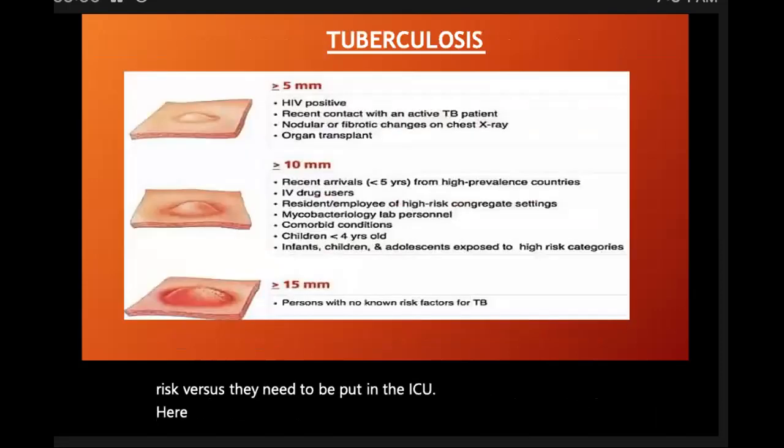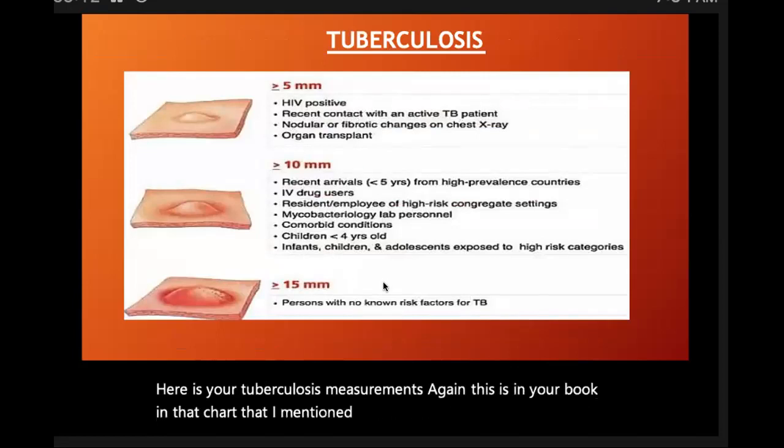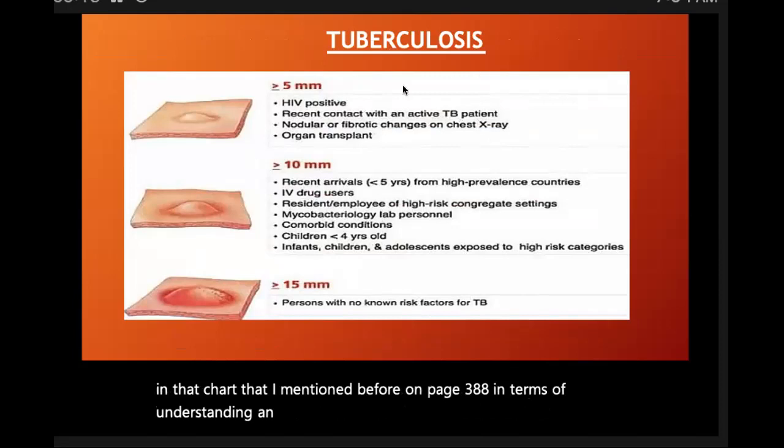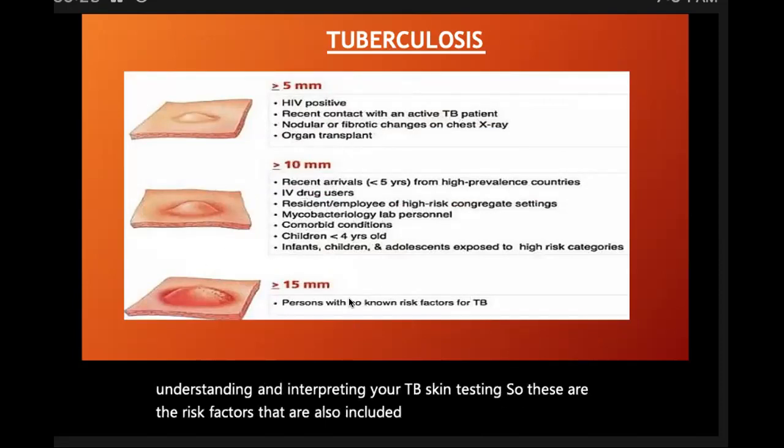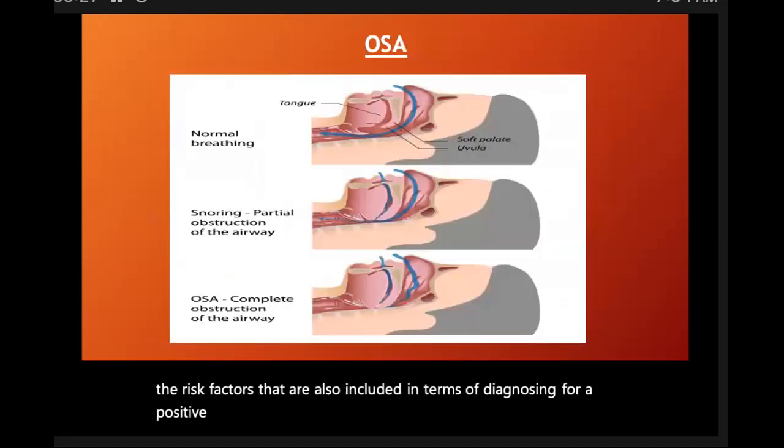Here is your tuberculosis measurements. Again, this is in your book in that chart that I mentioned before on page 388 in terms of understanding and interpreting your TB skin testing. So these are the risk factors that are also included in terms of diagnosing for a positive skin TB test.